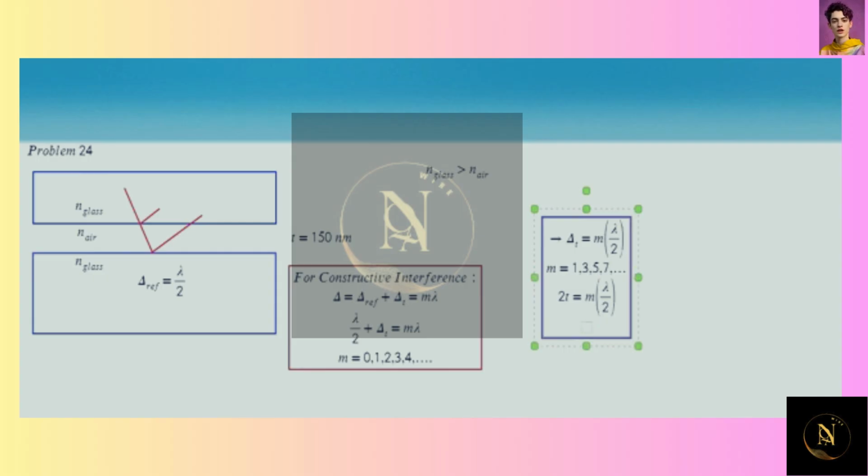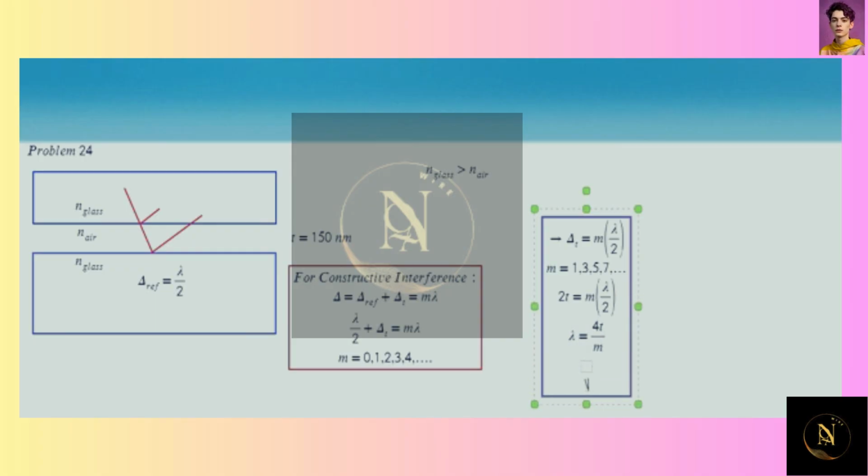If we solve this expression for lambda, we get lambda is going to be equal to 4t over m, where m is restricted to these odd integers here.